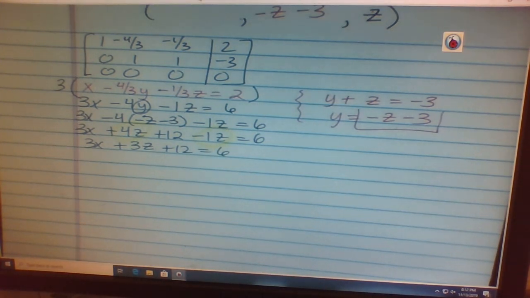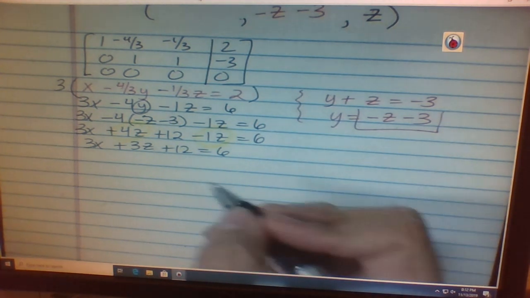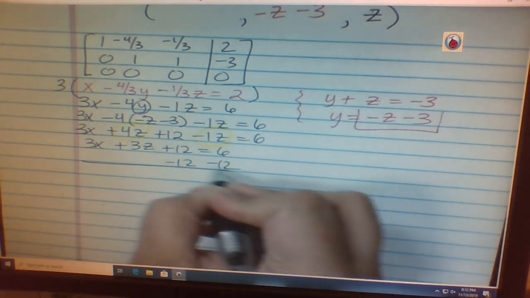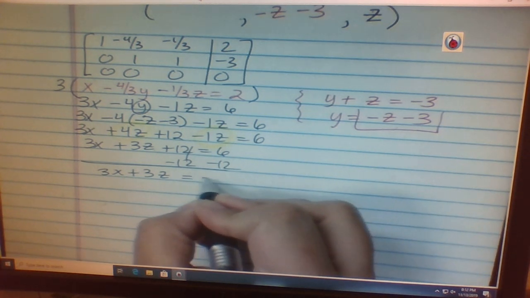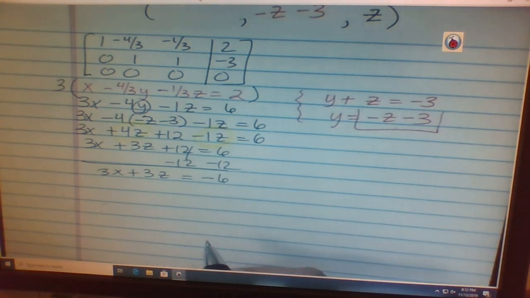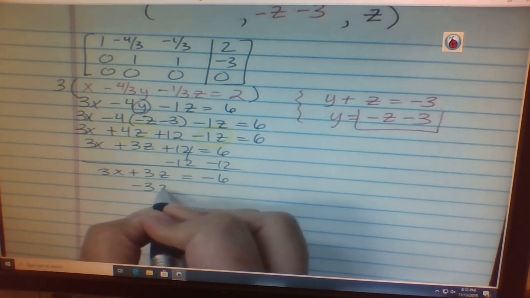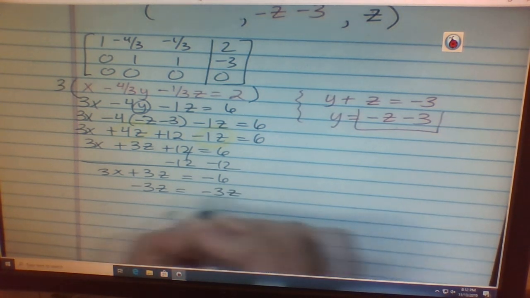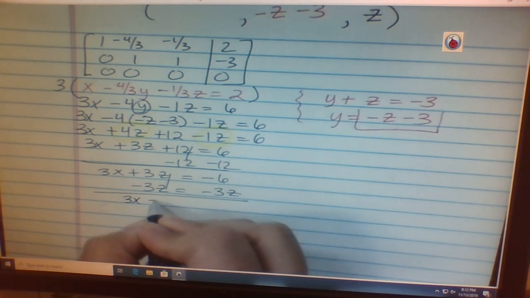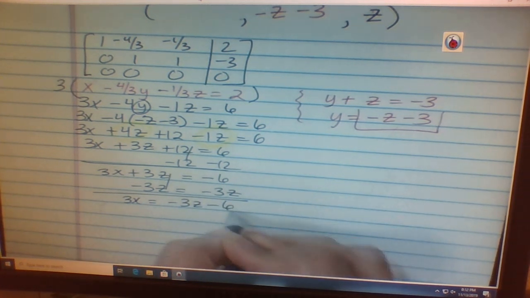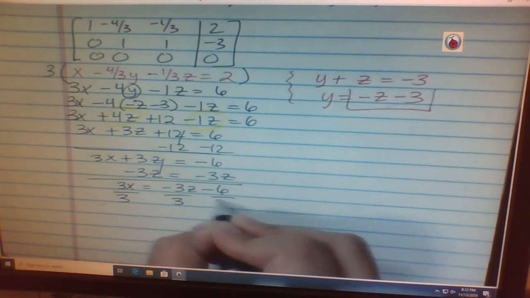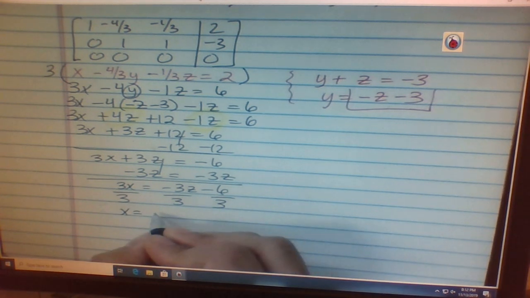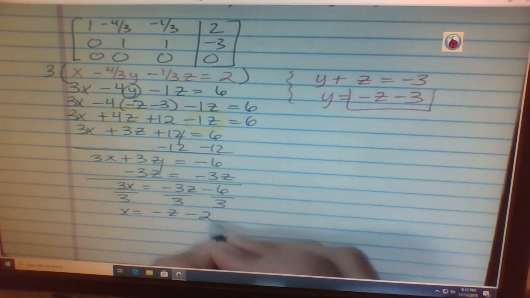But if you're trying to solve for x, everything needs to move over. So the first thing I'm going to do is subtract 12. 3x plus 3z equals negative 6. I need to subtract 3z. 3x equals negative 3z minus 6. And then I have to do what? Divide everything by 3. So x equals negative z minus 2.